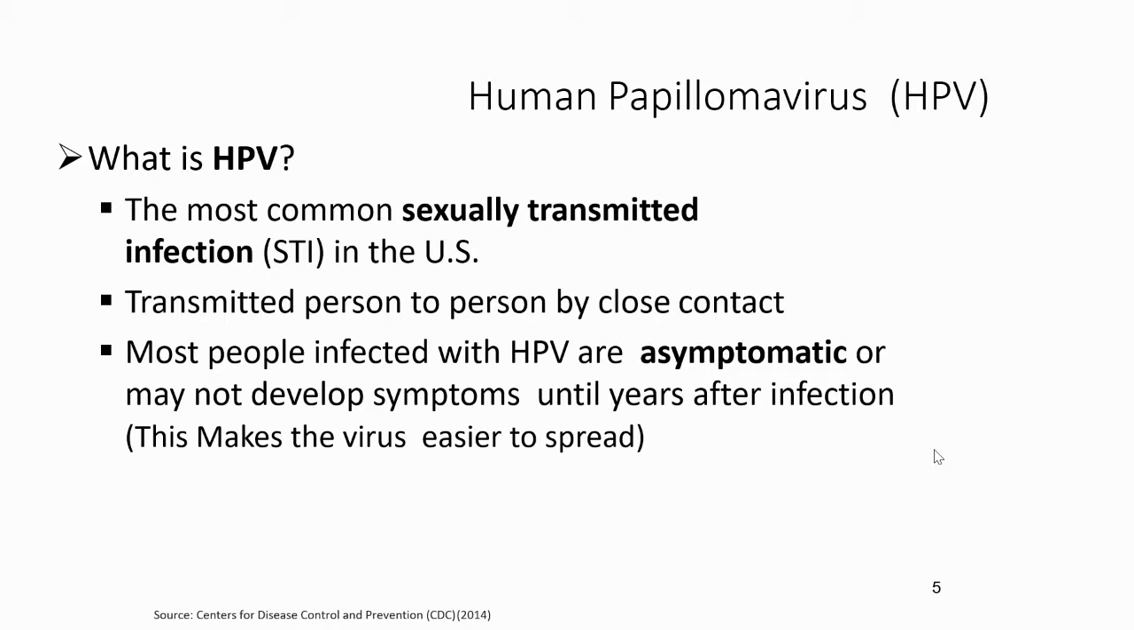It's transmitted person to person by close sexual contact. Most people with HPV are asymptomatic, meaning there are no symptoms, and they often don't find out until years after being infected that they have HPV, which makes the virus easier to spread. If you don't know you have the virus, you have no idea you're spreading it.